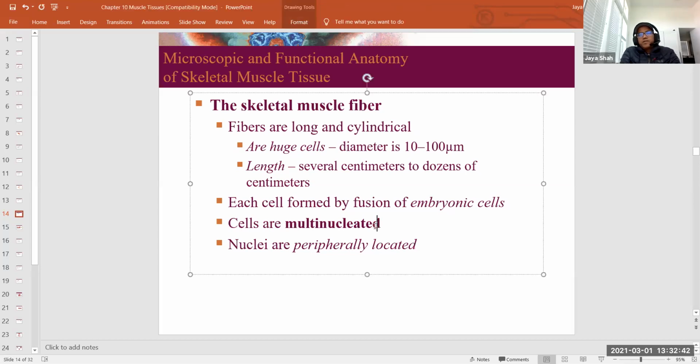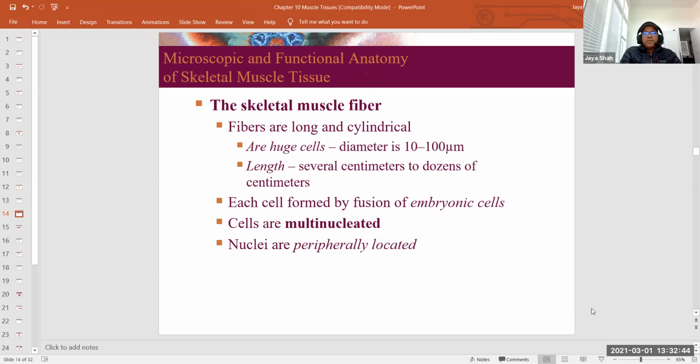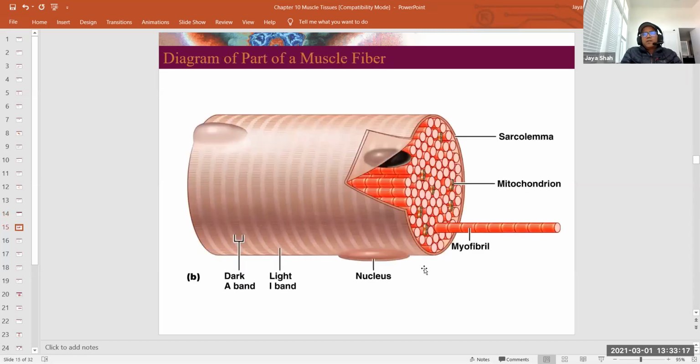Okay? They have several nuclei. Muscle cells are packed with bundles of actin and myosin, which are called myofibrils. That's why there is no space for nuclei to live in the center of the cell, and that's why they are pushed towards the inner side of the plasma membrane, or sarcolemma. Therefore, nuclei are peripherally located. See here?